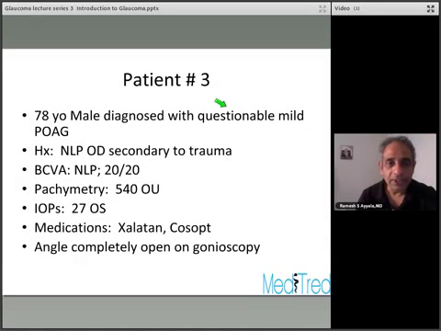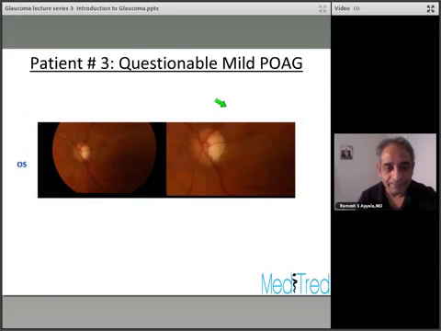Here is a patient in my own practice with mild primary open-angle glaucoma. His NLP in his right eye is secondary to trauma, best corrected vision 20/20 in the left eye, pachymetry 540 OU, intraocular pressure was 27 in the left eye. He was controlled on 2 medications, Cosopt and Xalatan, angle completely open on gonioscopy.